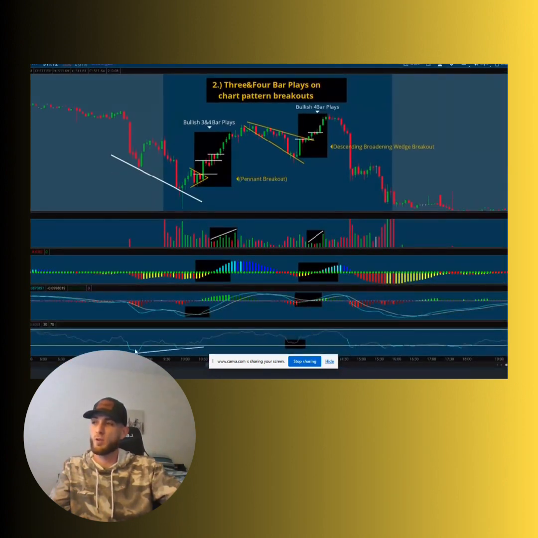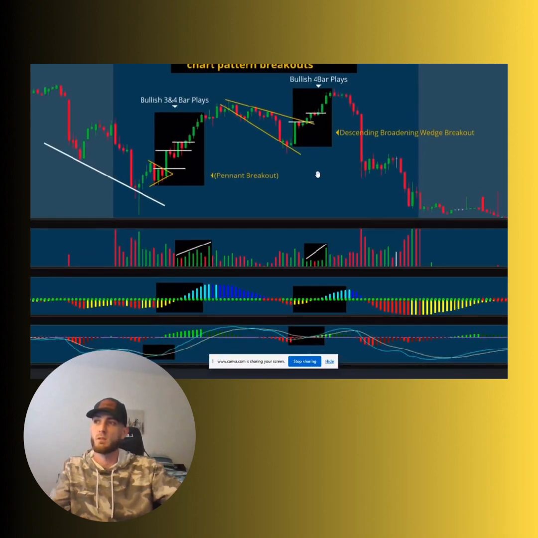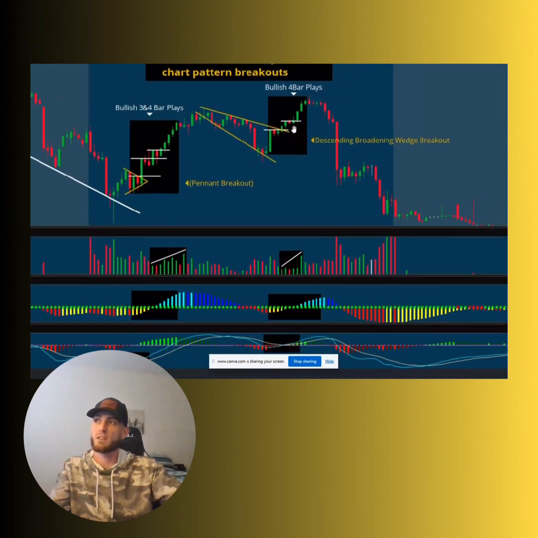Some confluence to go along with it, the divergence that I already mentioned, bullish MACD cross, buying momentum re-entering and taking control, and rising bullish volume. Lots of confluence to go along with each of those bar plays. Moving over, we have this descending broadening wedge pattern. Chart it with the lower highs and lower lows here for each of those trend lines.